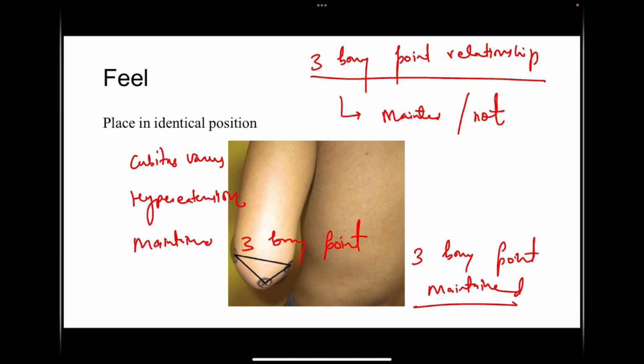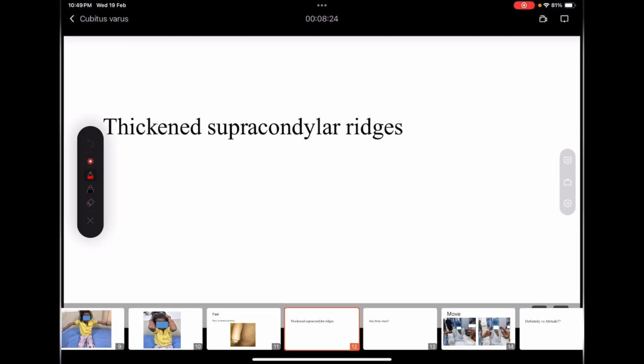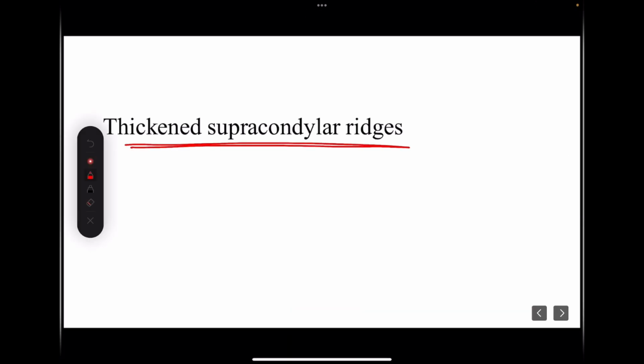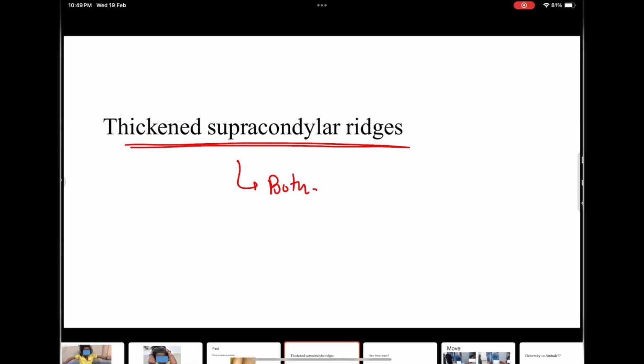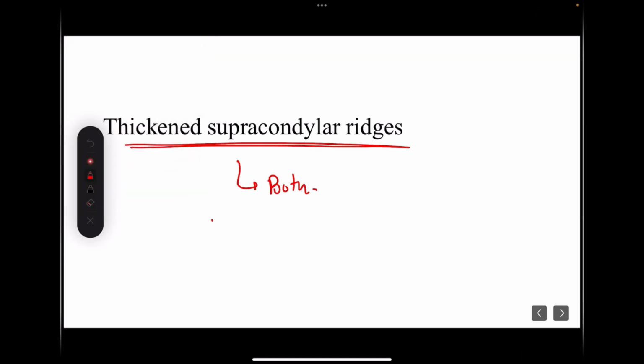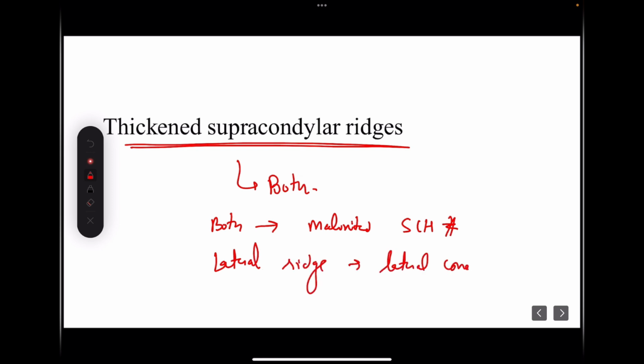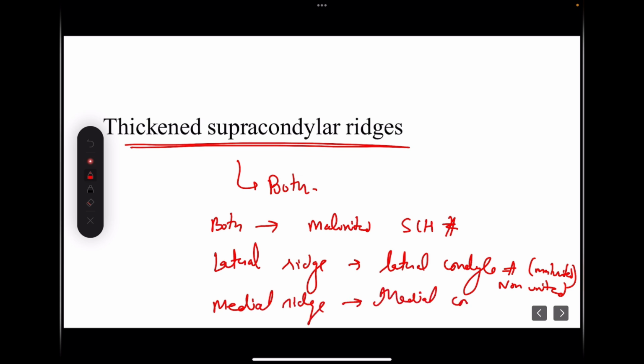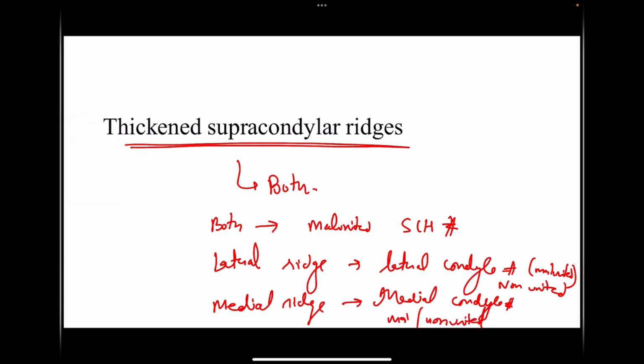Coming to the next slide, what else did we find during examination? During the feel part, the supracondylar ridges were thickened. Both supracondylar ridges are usually found thickened when the child has a malunited supracondylar humerus fracture. Only the lateral ridge is thickened for lateral condyle fractures, when they are malunited or non-united, and the medial ridge is usually thickened when a medial condyle fracture is either malunited or non-united. That you should keep in mind.